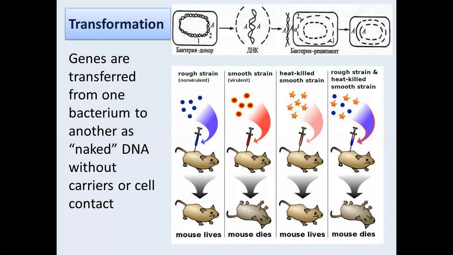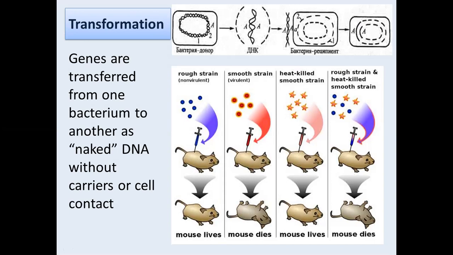In transformation, the genes are transferred from one bacteria to another as a naked DNA without carriers or cell contact. The bacteria donor die and undergo lysis, its DNA released, and bacteria recipient absorb this fragment of DNA and include it in its chromosome. This phenomenon was investigated in the research with bacteria pneumococci.